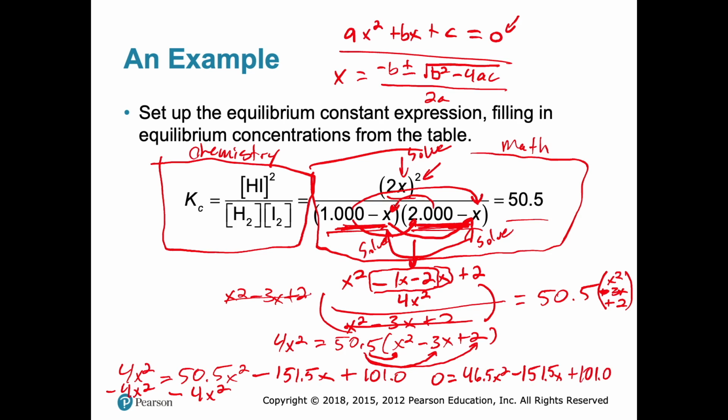We've already combined all like terms, right? Because x squared is a like term, x is a like term, and then there is nothing for that one. And so now you have this equation right here, which is great because now it's in the form of what? Ax squared plus bx plus c equals 0, right?